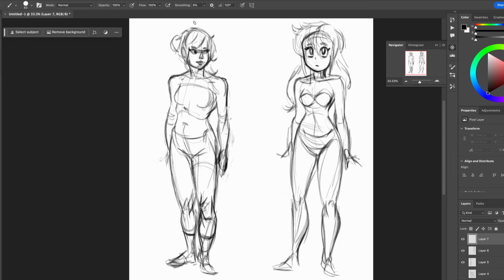Here I'm measuring it out. For a female, it's three heads across. For an anime female, it's about two, with half on each side of the head. Short torso, long legs. Okay, so that's how you do that.